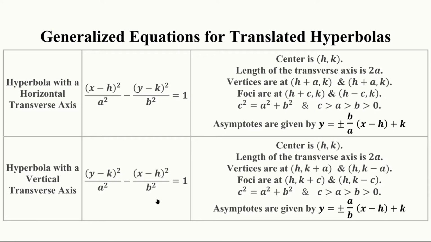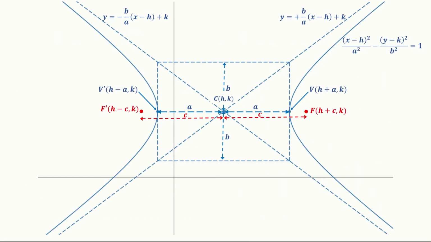And as you know, the only thing you need to worry about with these vertical transverse axes is that instead of having b over a, you're going to have a over b for the slope of the asymptotes. Let's go ahead and take a look at a graph of this situation and we'll see what makes sense. Okay, so here we can see a translated hyperbola. Notice that the center is no longer 0, 0, it's at h, k.